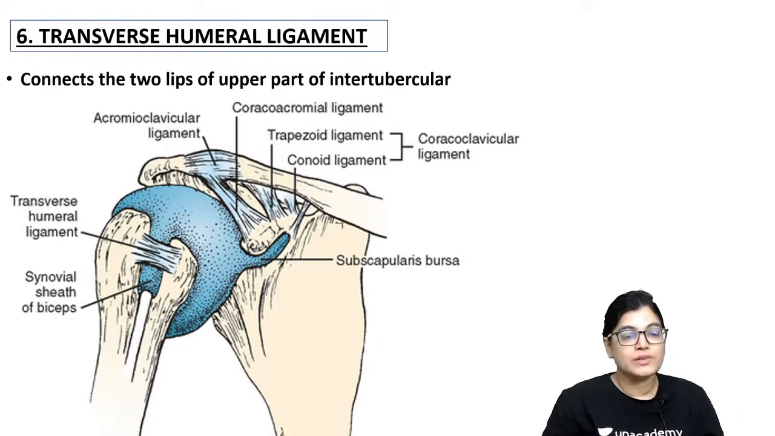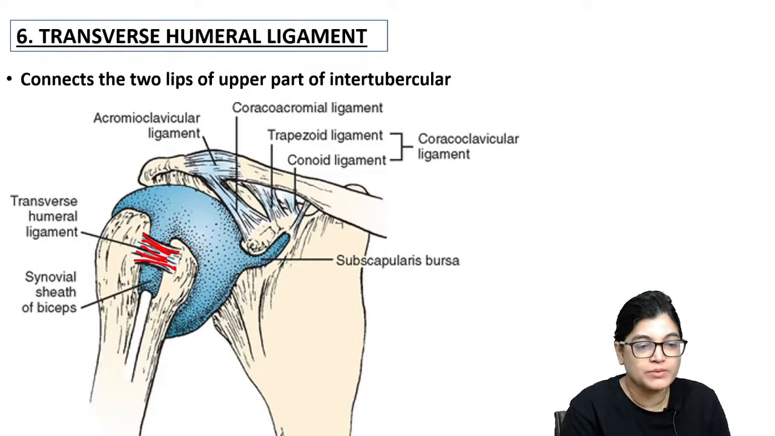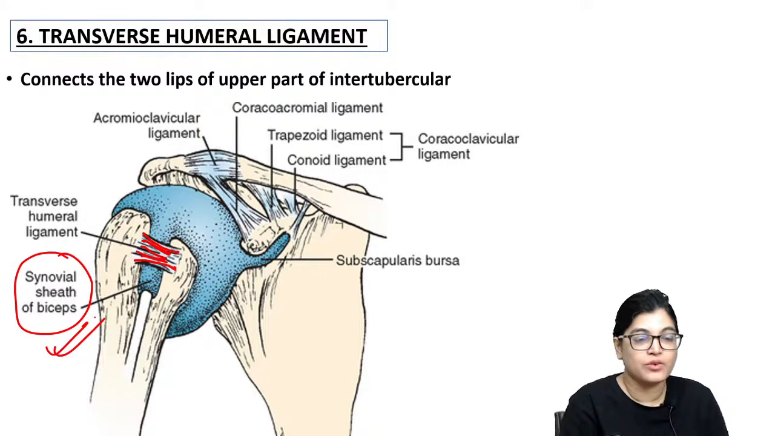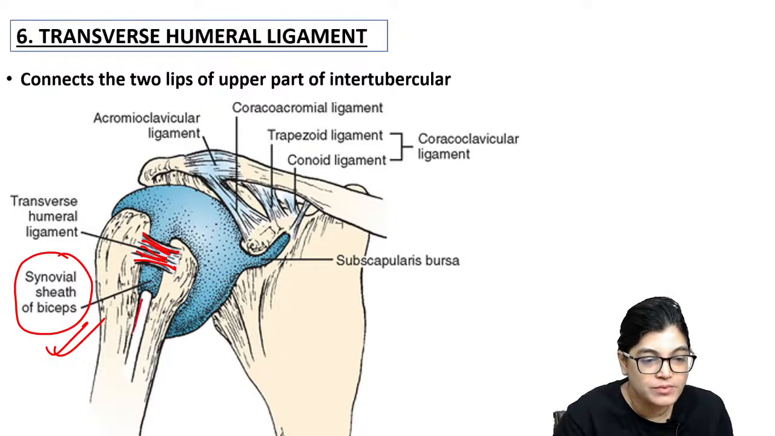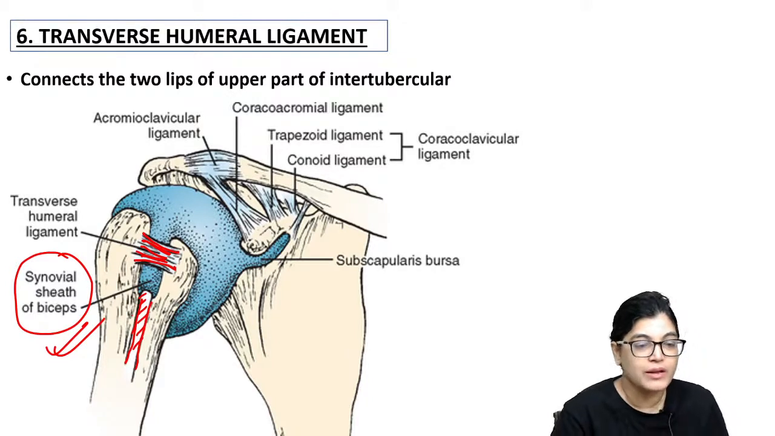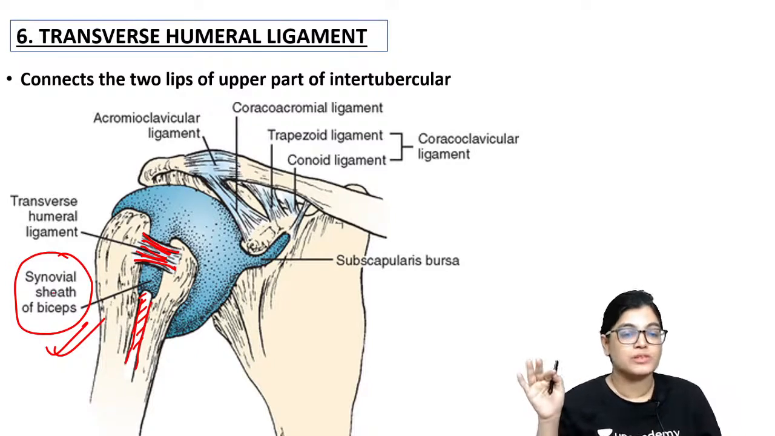Now, this is the transverse humeral ligament which is getting attached. Below it, you can see the long head of biceps tendon moving, and this long head of biceps tendon is covered by a synovial sheath, as you can see in the diagram. It is passing below the transverse humeral ligament.